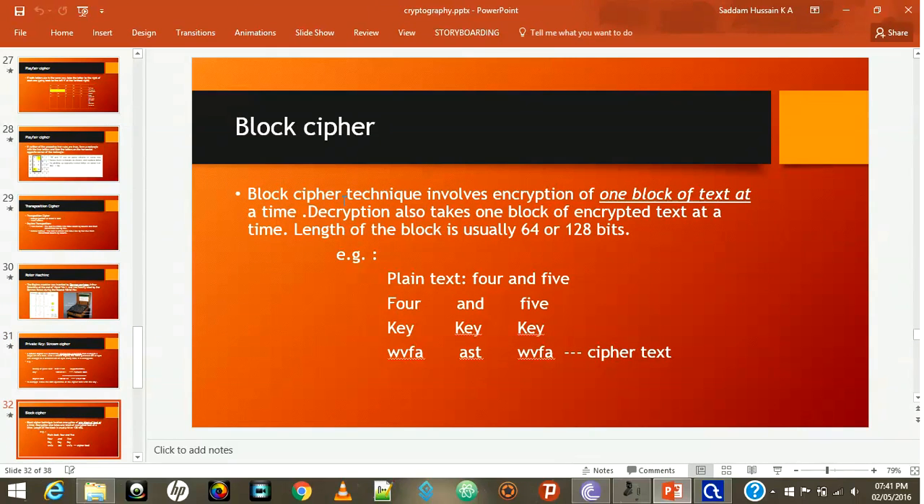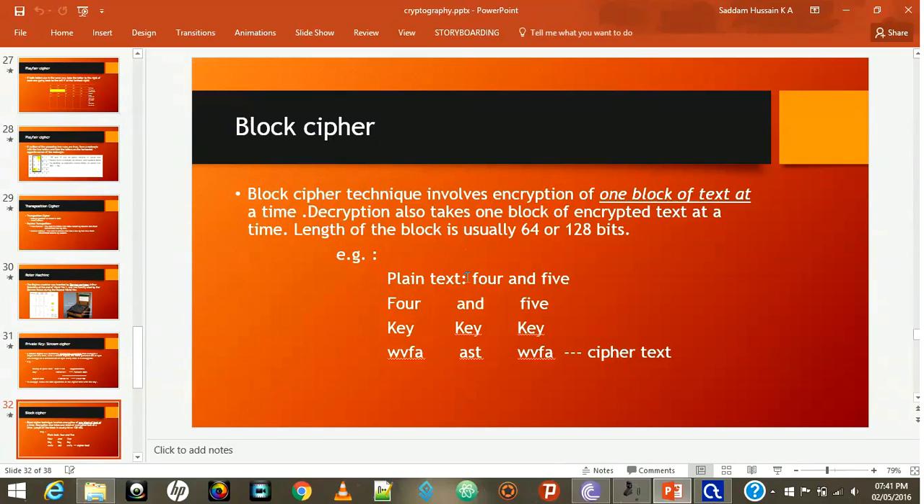Then we have block cipher. Block cipher is a technique that involves encryption of one block of the text at a time. In the stream cipher it was only a single bit at a time; here it is one block of the text at a time. Decryption also takes one block of the encrypted text at a time. The length of the block is usually 64 or 128 bits.